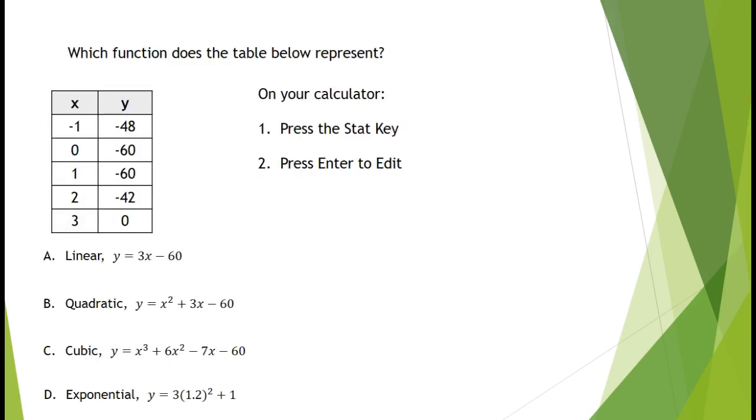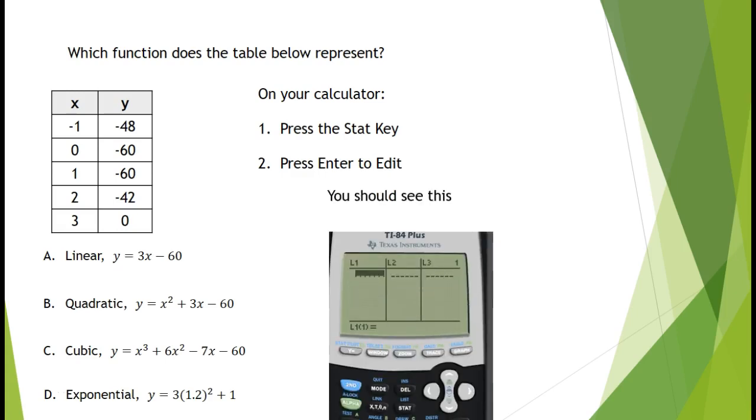Now let's look at our first example. We've been given a table and 4 answer choices, and we want to know which one matches that table. So now get your calculator ready, turn it on, and press the Stat key, which is located about 3 rows down from the top row, right under the Delete key, right in the middle, and then press Enter to edit. And it should look like this. You should see list 1, list 2, etc.